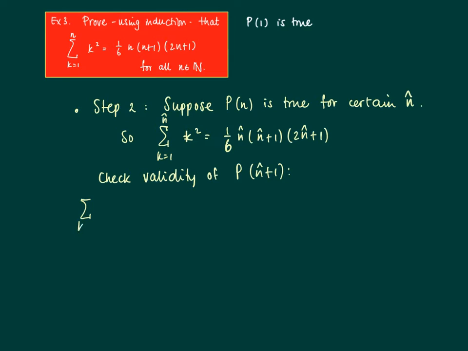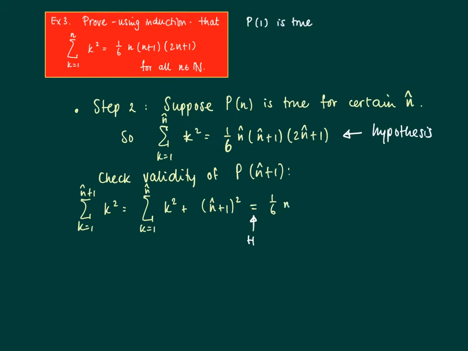Well, the sum of the first n hat + 1 squares equals the sum of the first n hat squares plus (n hat + 1) squared. So now we apply our induction hypothesis. So we write the first sum as 1/6 n hat times (n hat + 1) times (2n hat + 1), plus the remaining term (n hat + 1) squared.